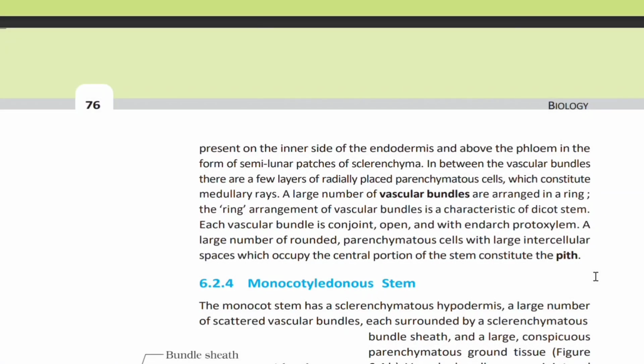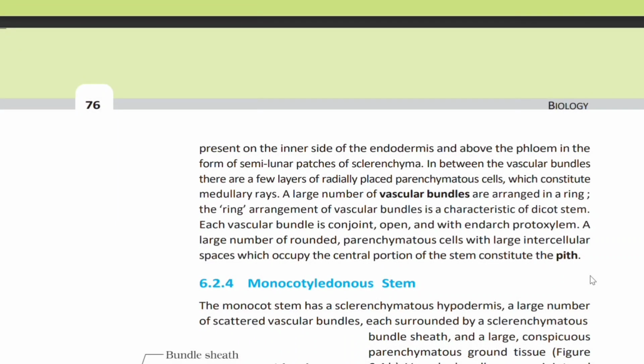Pericycle is present on the inner side of the endodermis and above the phloem in the form of semilunar patches of sclerenchyma. In between the vascular bundles, there are a few layers of radially placed parenchymatous cells, which constitute medullary rays. A large number of vascular bundles are arranged in a ring. The ring arrangement of vascular bundles is a characteristic of dicot stem. Each vascular bundle is conjoint, open, and with endarch protoxylem.